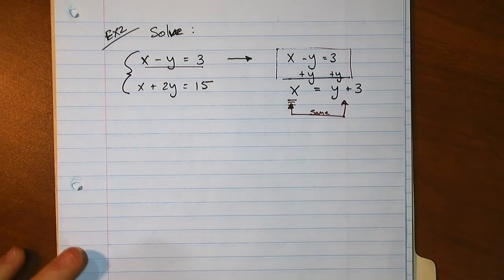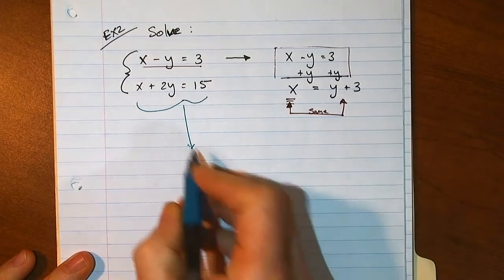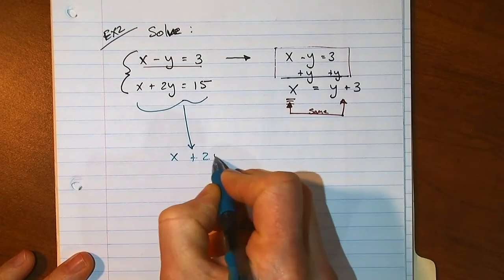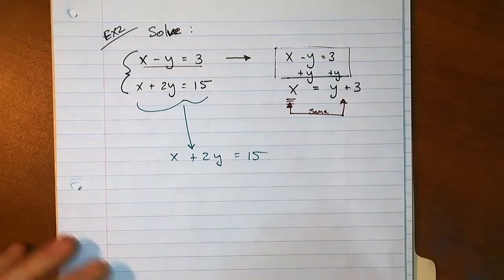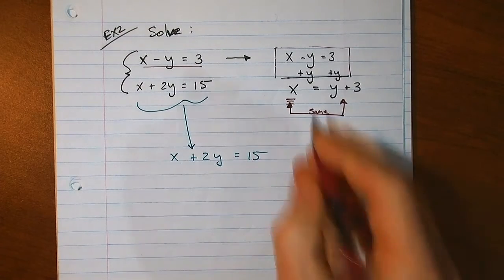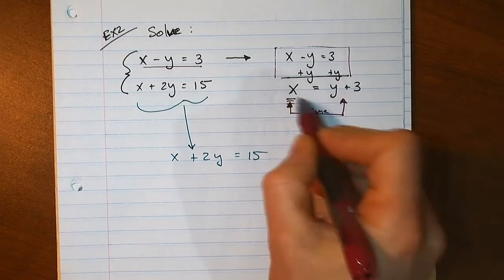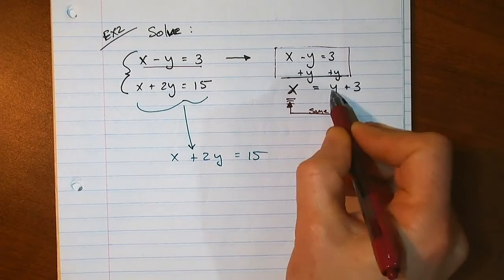So here's what I can do. I have an equation here that has x's and y's. I can't solve an equation that has two variables. But this equation tells me the relationship between x and y, that x is the same as y plus 3.